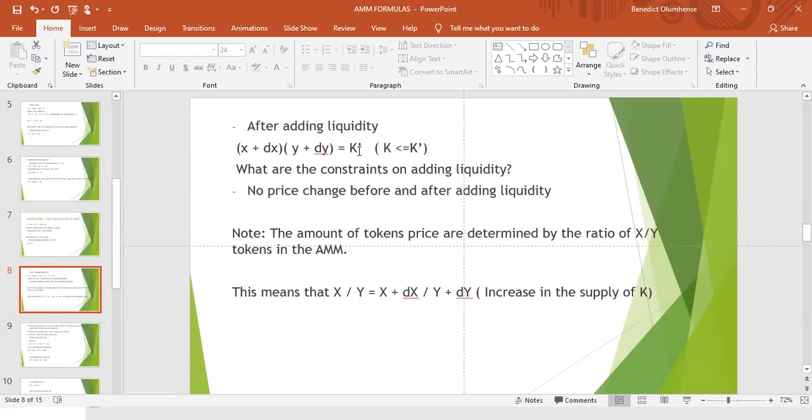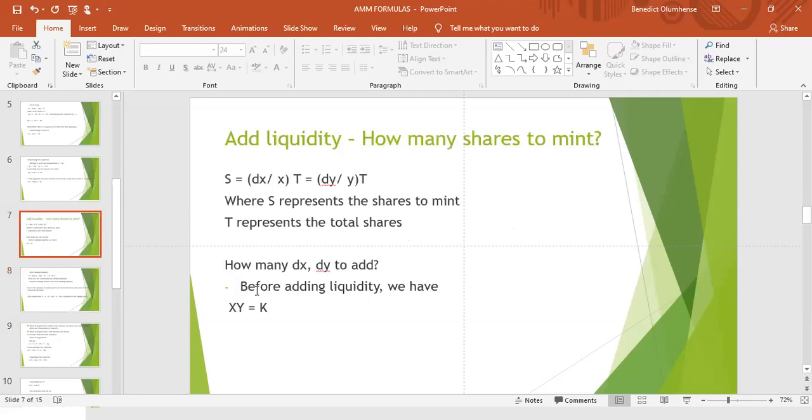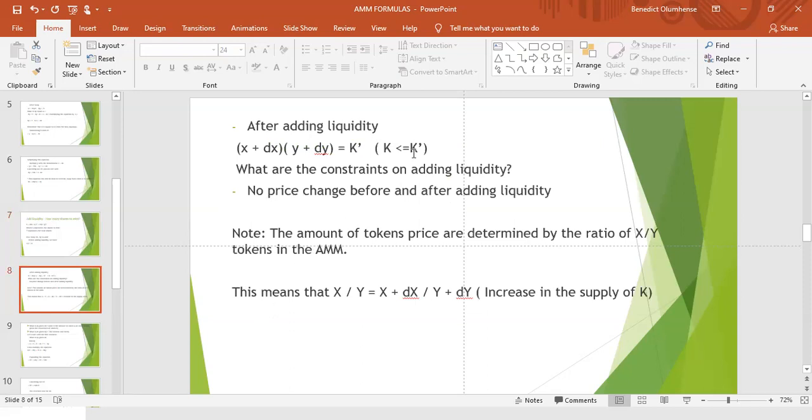K prime is the new quantity of tokens in the contract, because the initial formula was x multiplied by y equals k. So this is before you added liquidity. You are increasing k, which is why you now have k prime as the new liquidity. There are some constraints on what the addition of liquidity will bring to the AMM. In terms of constraints, there is no price change before and after adding the liquidity.